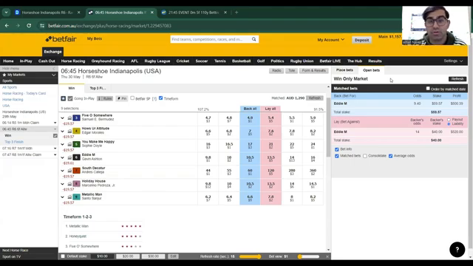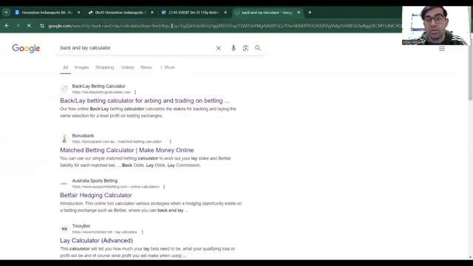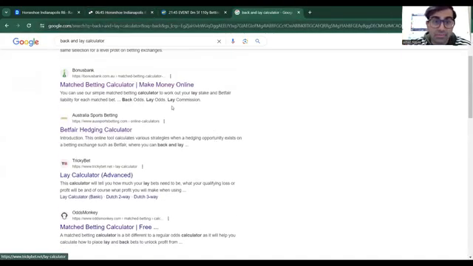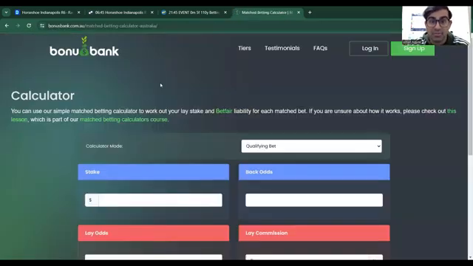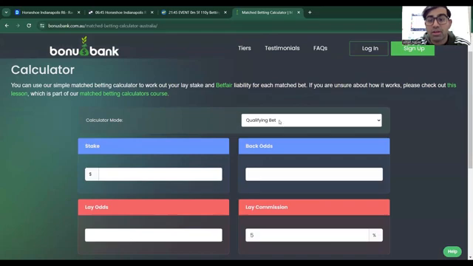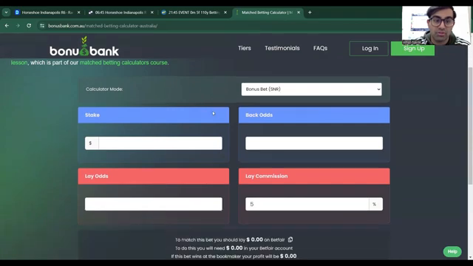While you're scouting for your odds, what I would recommend is you open up a new tab and search back and lay calculator. There's a few of them. The one that I could probably recommend in this case is the one from Bonus Bank. Over here under calculator mode, you'll choose bonus bet SNR. SNR stands for stake not returned, as in the sports case, where I explained why we choose this.